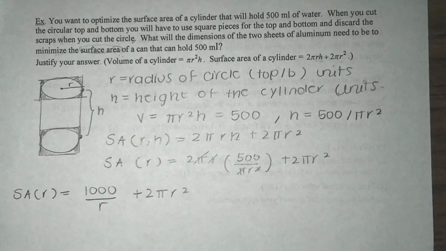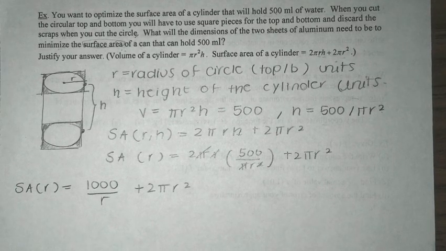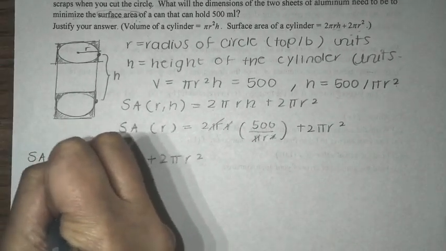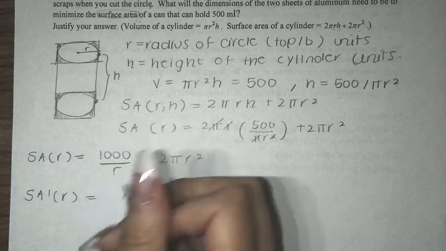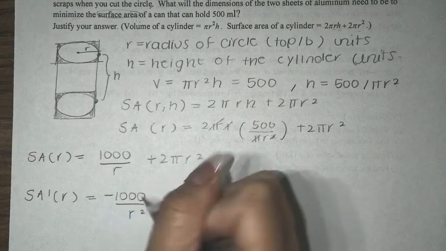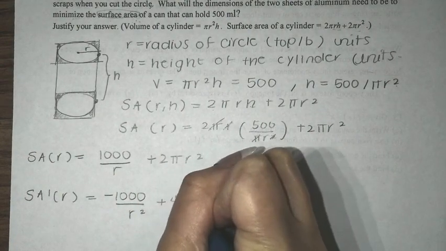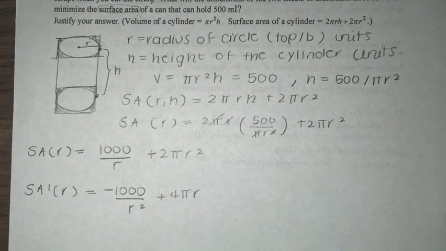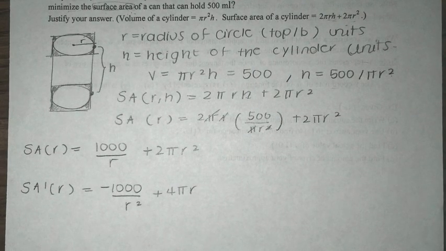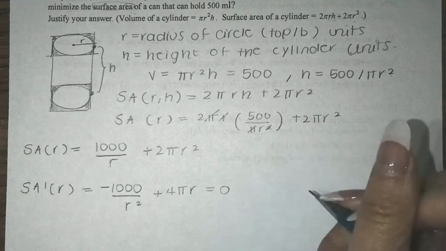Okay, and this equation actually doesn't look that intimidating. It looks pretty user-friendly. So I'm going to take the derivative of that situation. Okay, so you take the derivative with respect to r, and you have that that's negative 1000 divided by r squared plus 4 pi r. Okay, so that's my derivative. I know that at this point I want my critical numbers, therefore I want to equalize this to 0.